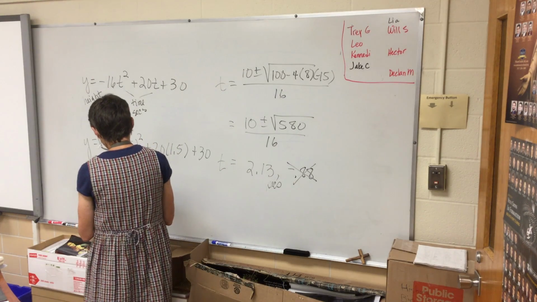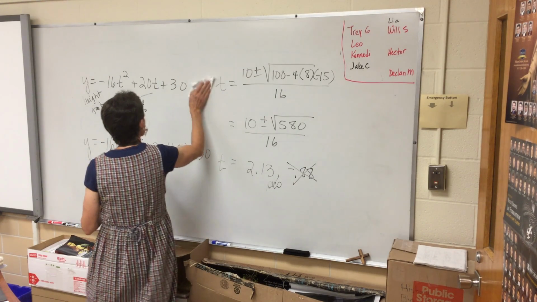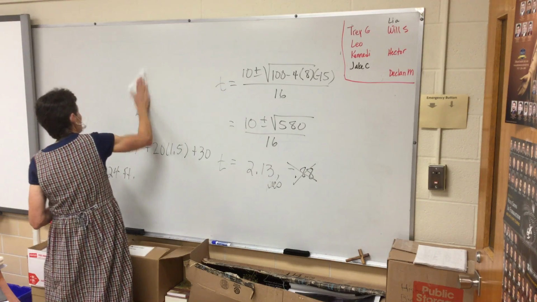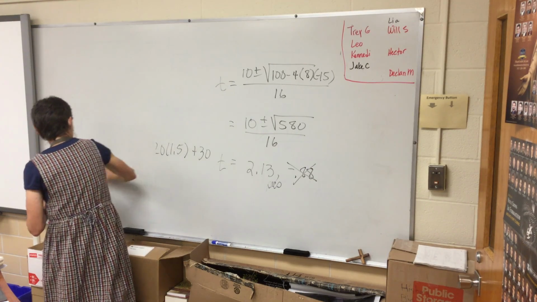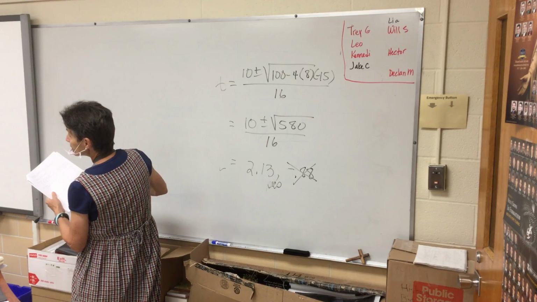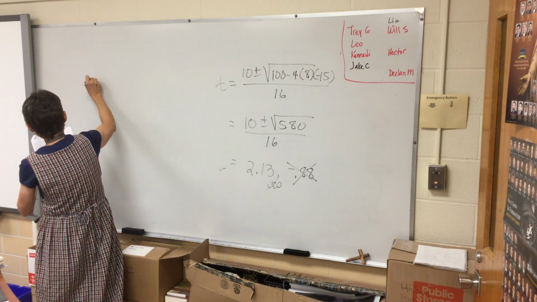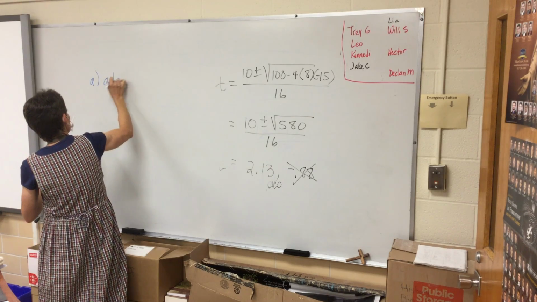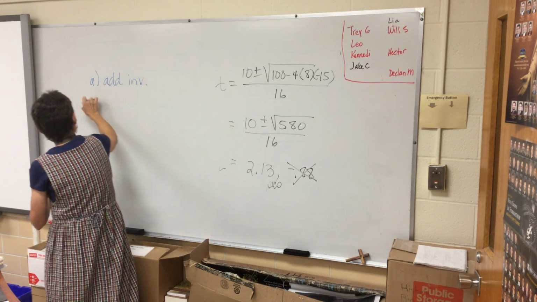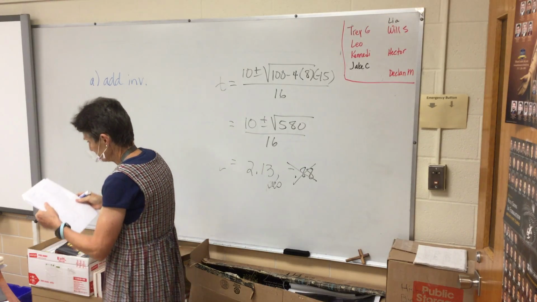Number 1. Which property is shown? What is the first one? The additive inverse. Very, very good. So A is the additive inverse. Good. What about B?